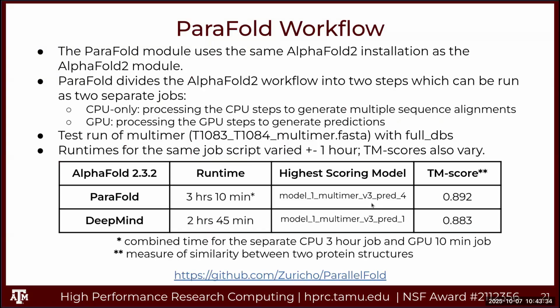All right, so I did some benchmarking running ParaFold, comparing it to the DeepMind processing. ParaFold uses the same AlphaFold 2 code. ParaFold, as you see, we can run the CPU processing step first. That way we're not holding a GPU idle for the entire time, and then we can run the GPU processing. AlphaFold DeepMind workflow is different, where you actually run everything on a GPU node, and the GPU is idle for 90% of the processing. So this is a test run with full databases.